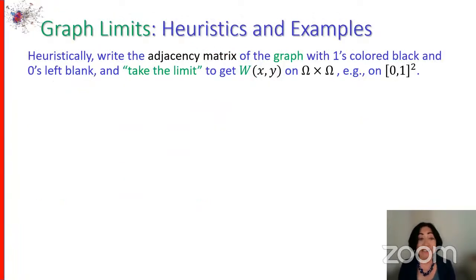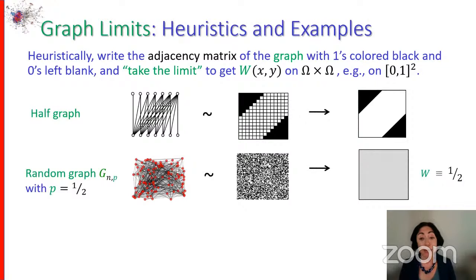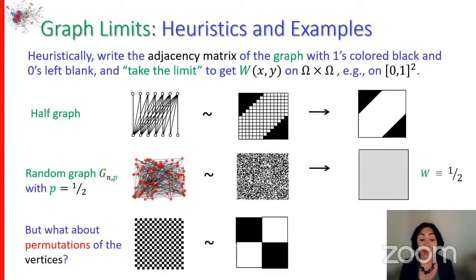So graph limits. Heuristically, you can take the adjacency matrix of a graph, for example, the half graph, and you can view it on the unit grid with 1 over n blocks for the n vertices, and you can say that if two vertices are connected, then I'm going to color it black, and otherwise I'm going to leave it blank, and I'll take a limit of that, which will look kind of like this picture that we're seeing here. I can do that for the random graph and I just get a grayscale.